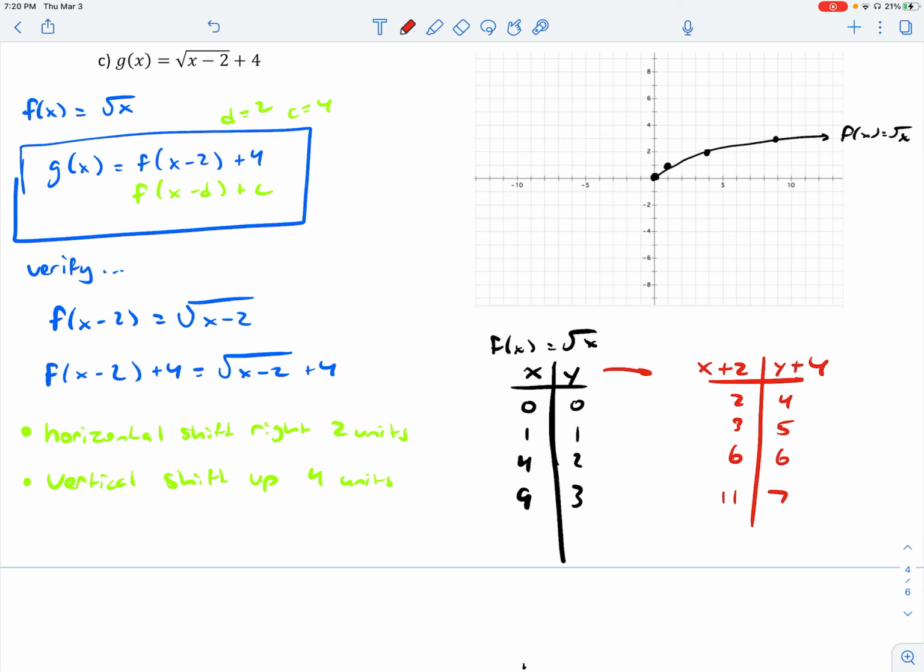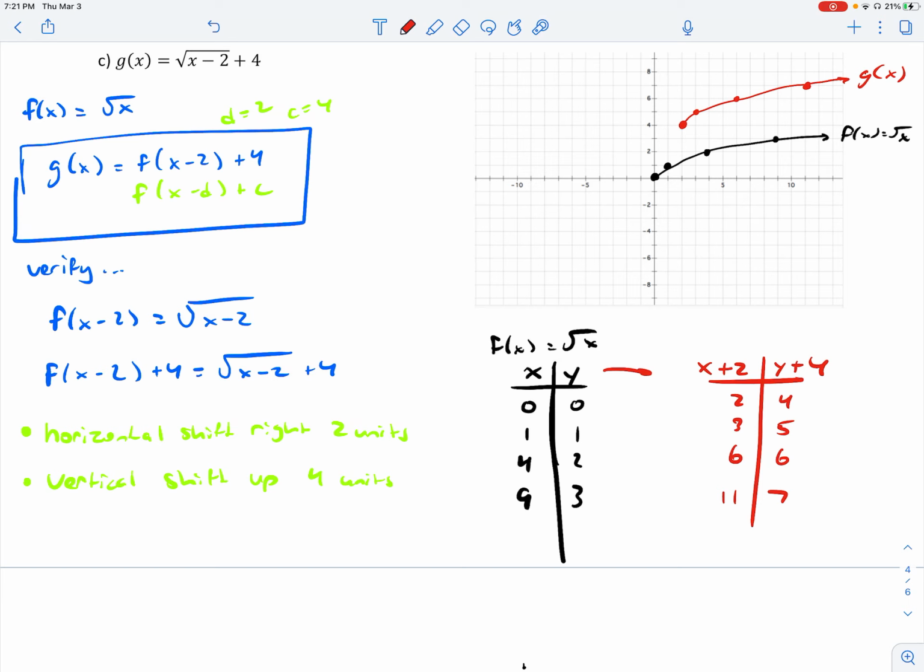Let's plot those points. We got (2, 4) for the first one, (3, 5) for the next one, (6, 6) for the next one, and (11, 7). That would be right there. Okay, notice (0, 0) was my start. My new start is now (2, 4). So we're going to begin at (2, 4), and we're going to draw this through those points. That is g of x.